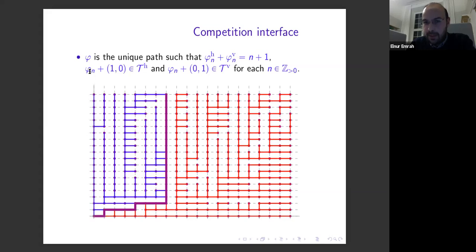And on that anti-diagonal, there's a unique point whose right neighbor is in the red subtree and whose up neighbor is in the blue subtree. And that marks the point where the competition interface is.